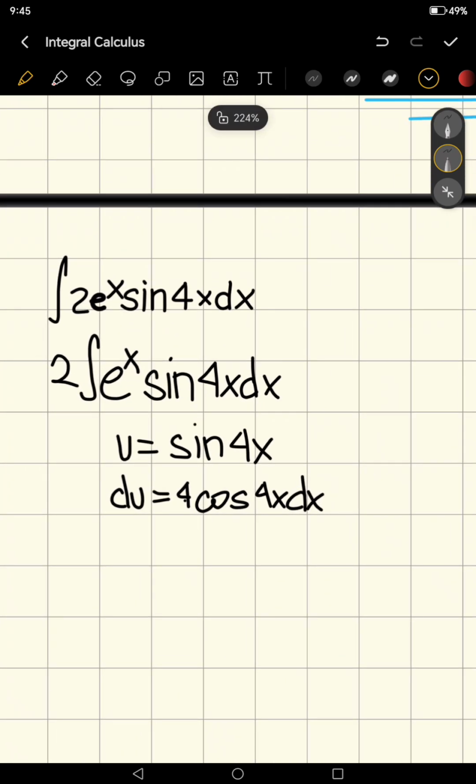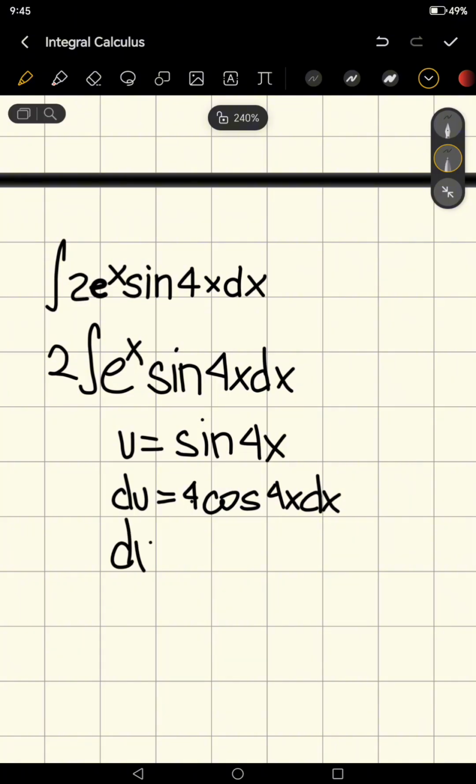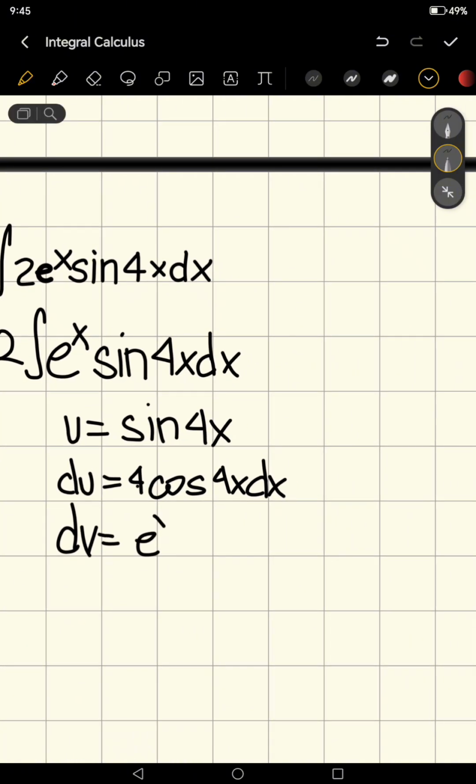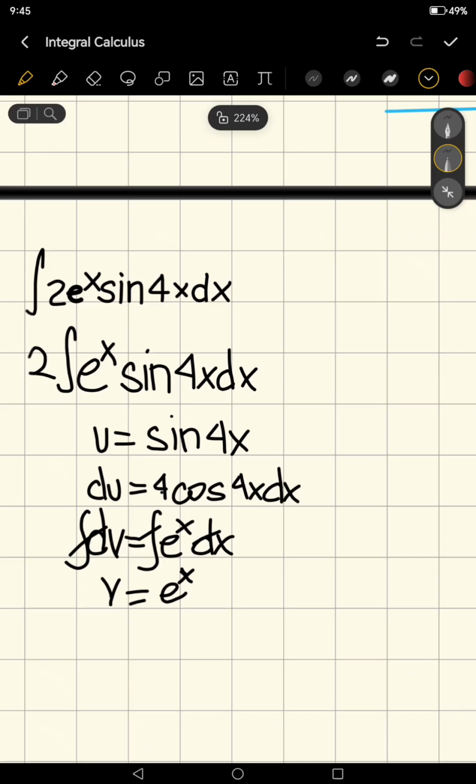Okay, once again, dv is just simply the function left. In this case, the only function left is the exponential. So let's input the remaining function, which is e raised to x dx, equal to dv. Again, to get the value of v, just integrate both sides. The integral of e raised to x dx is just simply e raised to x.